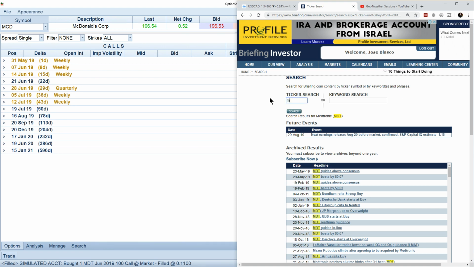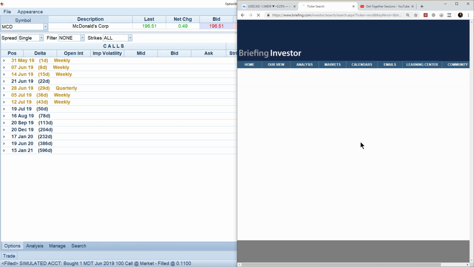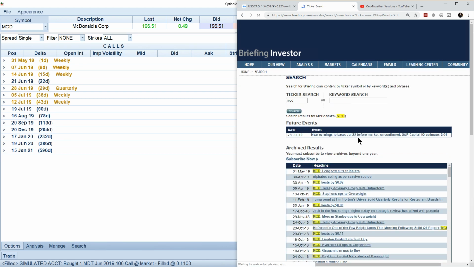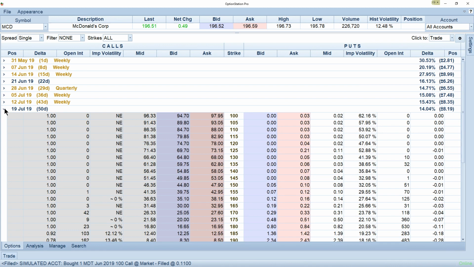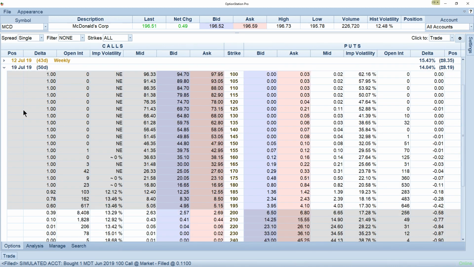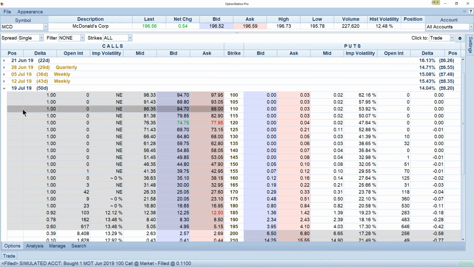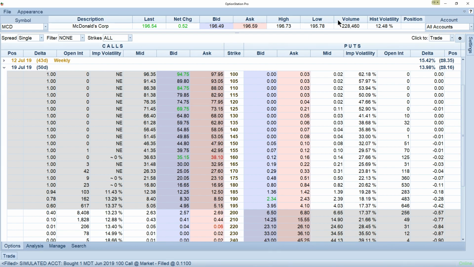So McDonald's has earnings happening on the 25th of July. Okay, so the 25th of July would have me use this particular expiration date, July 19. Okay, it's the nearest one. So that's the expiration date I'm going to be using for this trade.